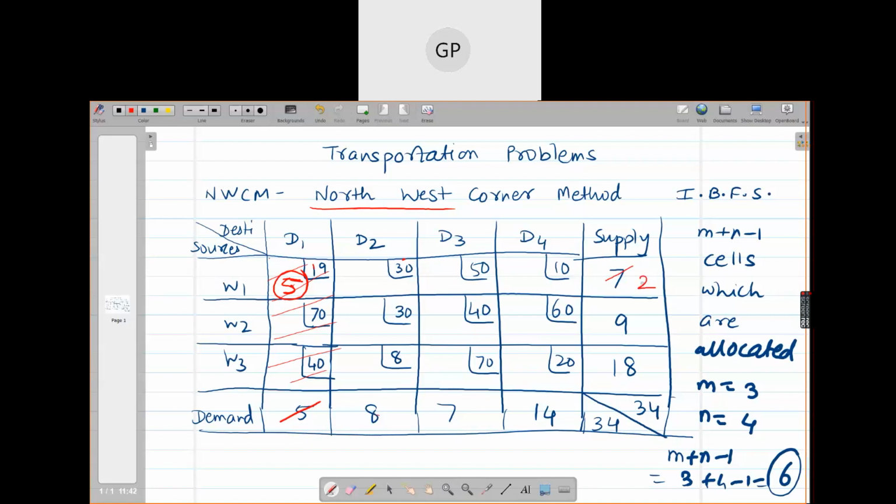So strike out the destination or source where there is no demand or supply. Now at D1 there is no demand required, right? So I am cancelling this column. Do you understand it?